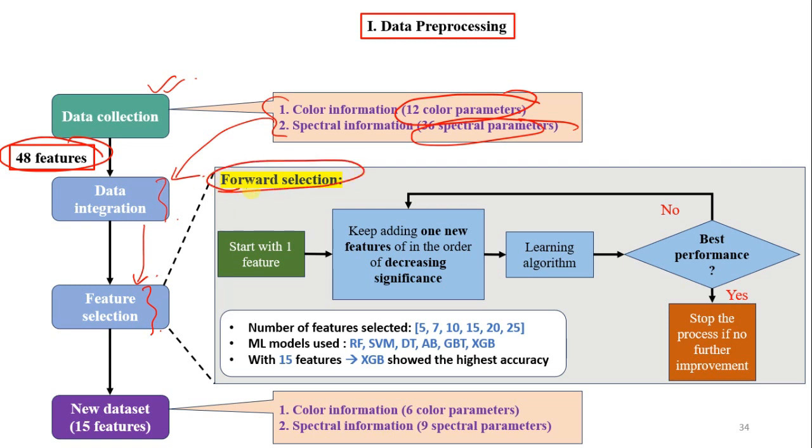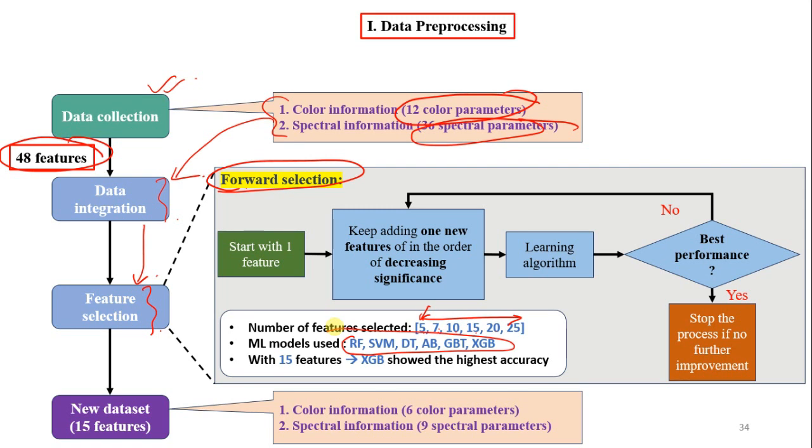In the forward selection method, what happens is you start with a smaller number of features and then you go on increasing the number of features. So here we started with 5, then 7, 10, 15, 20, 25. We increased it up to 25. The models that were used are RF model, SVM model, decision tree, AdaBoost model, GBT and extreme GBT.